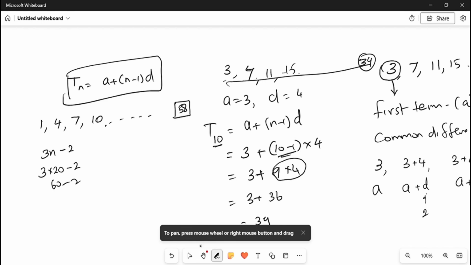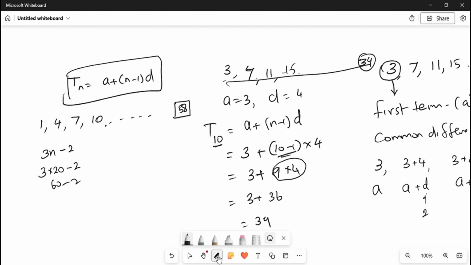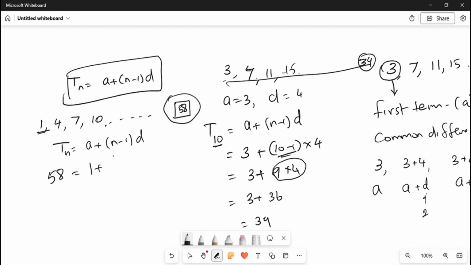Now the question is, what is the position of the term 58? We know it is the 20th position. But anyhow, in the exam, they will ask what is the position of 58. For that, again we use Tn equals a plus n minus 1 into d. Tn is given, 58. A we know is 1, the first term. N we don't know, n is the position, into d. D we know, it is increasing by 3.